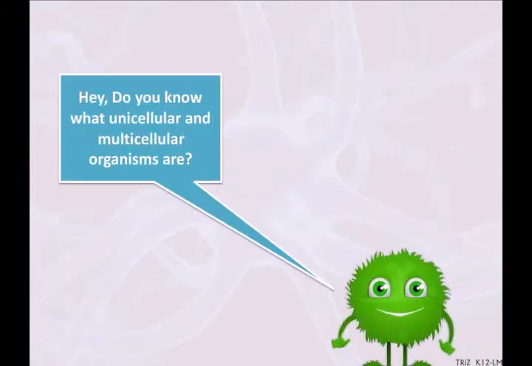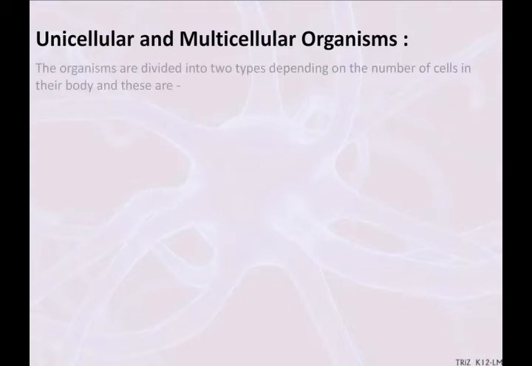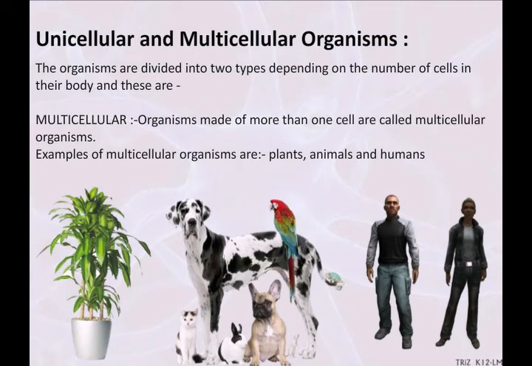Hey, do you know what unicellular and multicellular organisms are? The organisms are divided into two types depending on the number of cells in their body. Organisms made of more than one cell are called multicellular organisms. Examples of multicellular organisms are plants, animals, and humans.